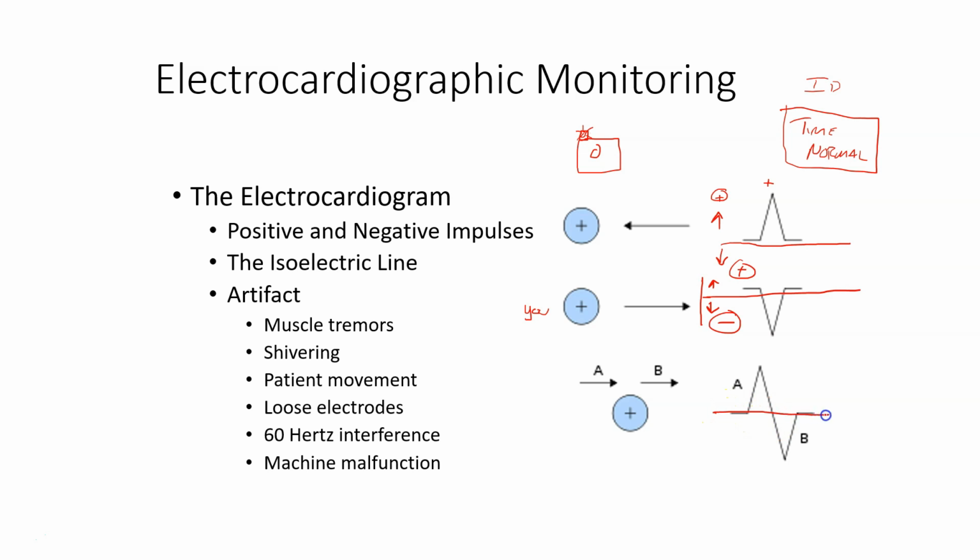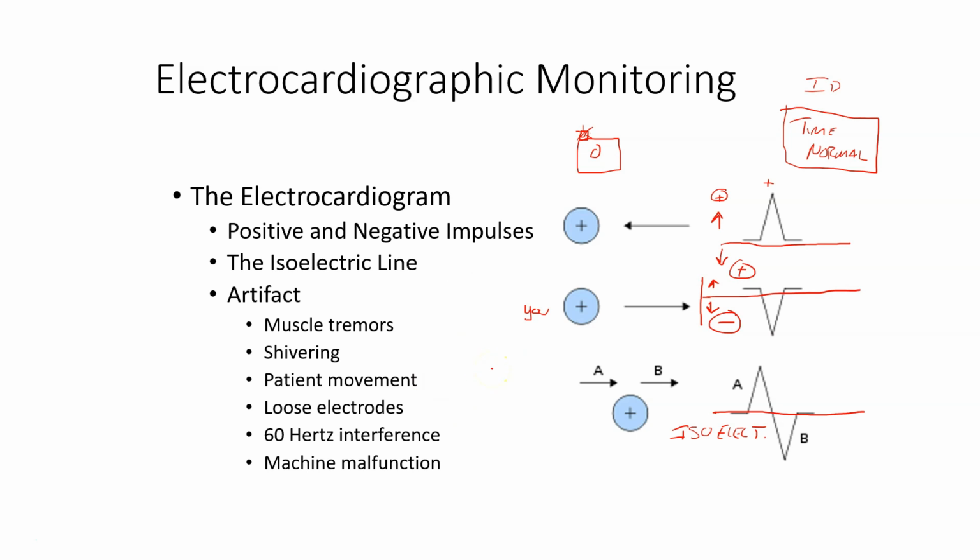And here is another way you can look at that isoelectric line. So this is what people would refer to as isoelectric, right? So this is an isoelectric line. This is also an isoelectric impulse.